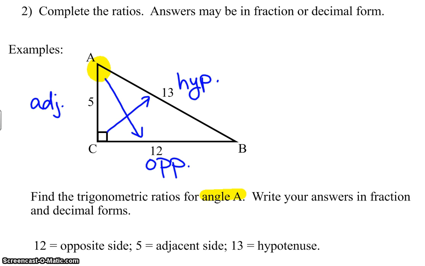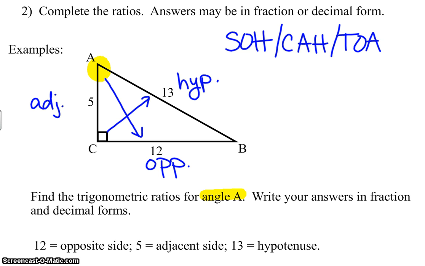Now, there is a way to help remember these relationships. It's called SOH CAH TOA. And what SOH CAH TOA means, it's, like I said, a way to remember. So the sine is the opposite side over the hypotenuse. The cosine is the adjacent side over the hypotenuse, and the tangent is the relationship of the opposite side over the adjacent side.